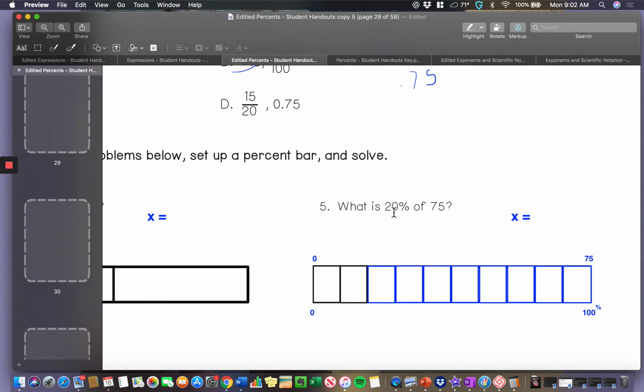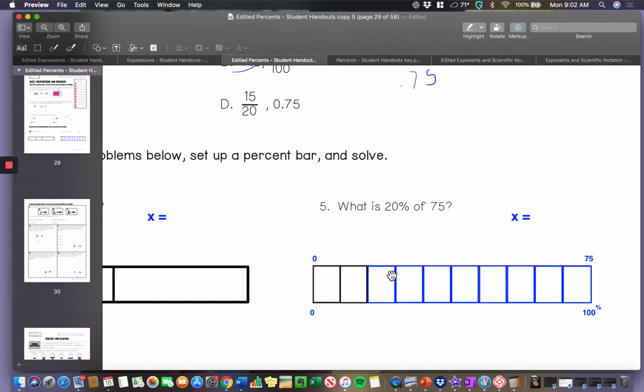So if I wanted to know 20% of 75, I could easily do this with division. So 20% is going to be right down here, because that is going to be 20% of the whole thing. So if this is 20%, that means this is 10%. Okay, so if I do want to find out what 20% of 75 is, I can go right to my calculator.